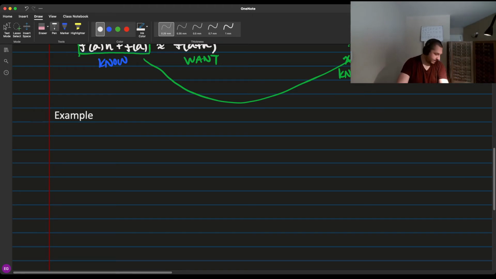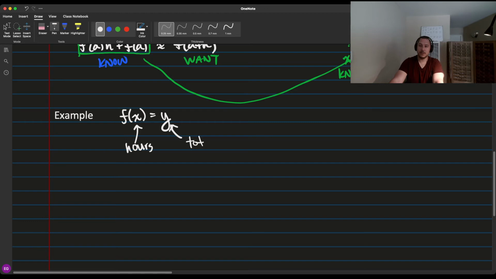For this example, what should our function be? What should the inputs and the outputs be? Let's come up with something funny. Let's say x will be the number of hours, and y will be the total number of something consumed. Total number of what consumed? Cool, total number of coffees consumed.